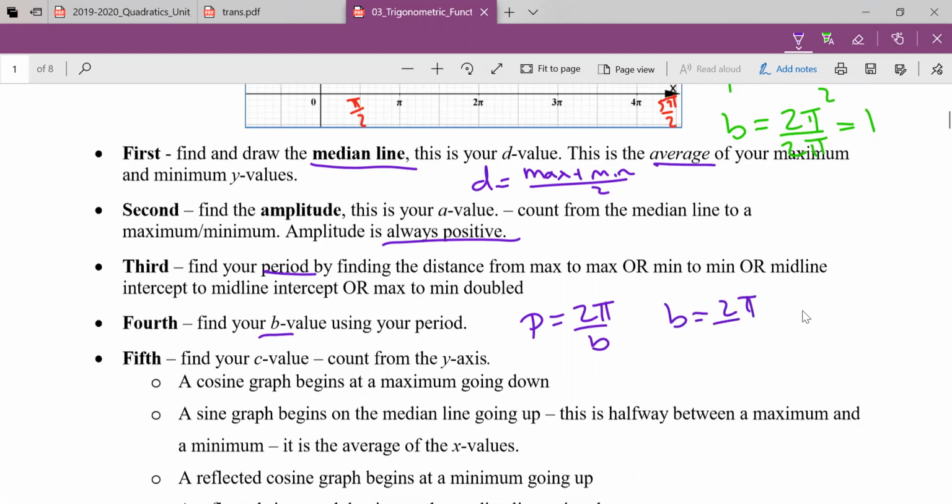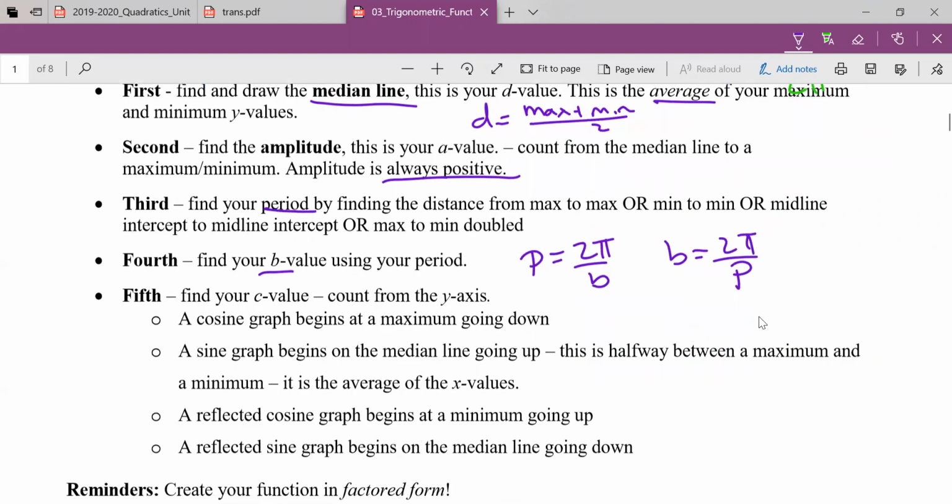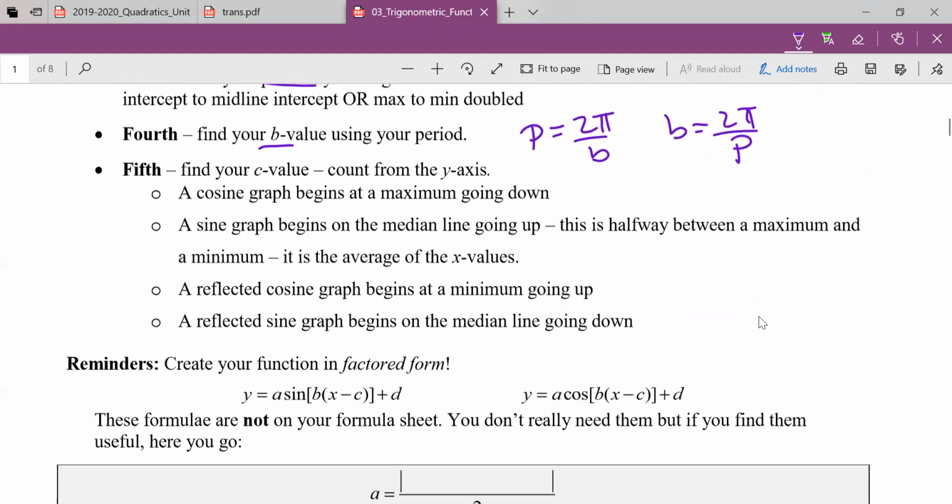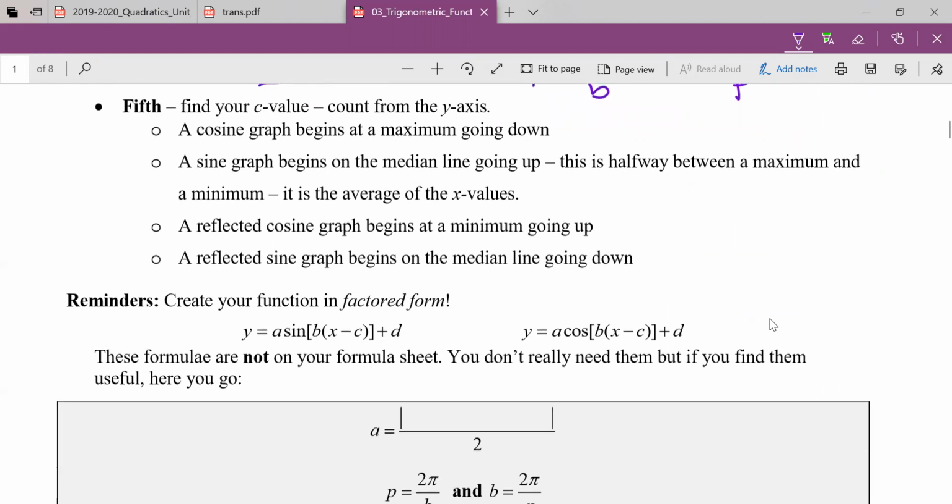Neither of these are on my formula sheet. Then I find my C value, which we'll look at based on each graph, sine or cosine, or reflected sine or reflected cosine. So I'll let you look at that. It depends on the graph and how you're being asked to draw it. I remember I always draw these things in factored form.